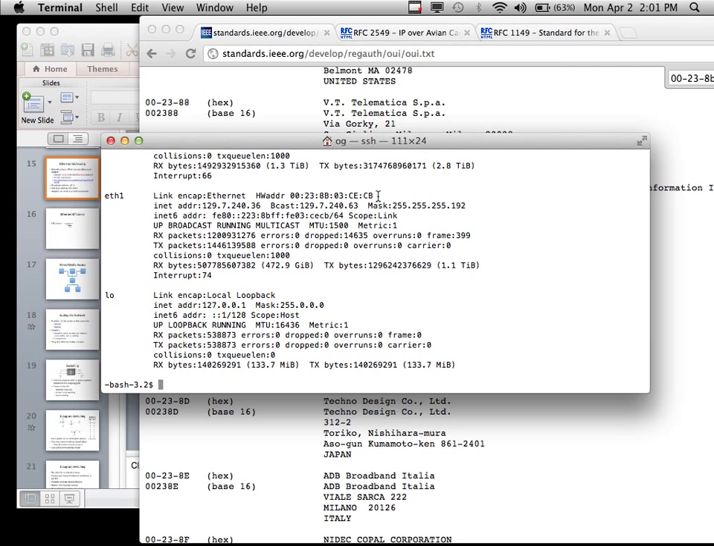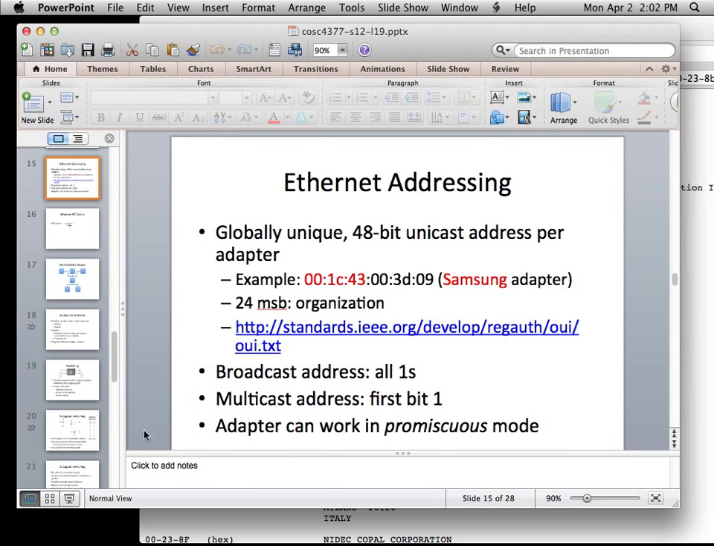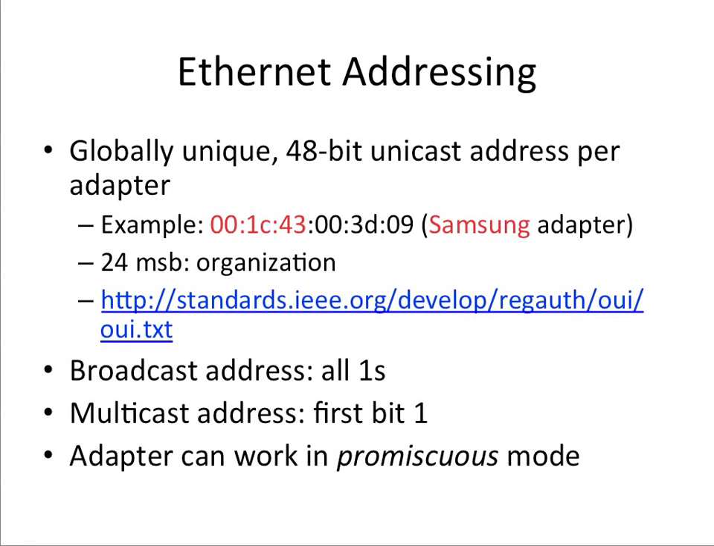So how can we make sure these numbers are unique? We need an organization that allocates these numbers, right? And deallocates, hopefully. But then you can't deallocate, because that's hardwired into the device.